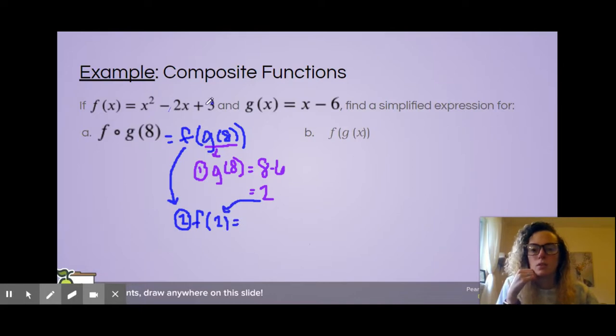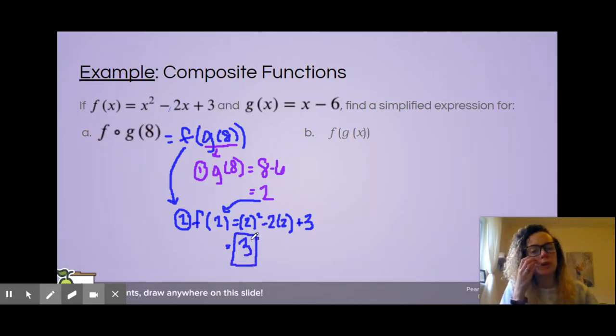So f is this x squared minus 2x plus 3. So I'll be doing 2 squared minus 2 times 2 plus 3. Which means 2 squared is 4 minus 4. So that's 0 plus 3. So my answer is 3. Okay, so again, because I had the 8 there versus a variable, I get an actual number as my answer.